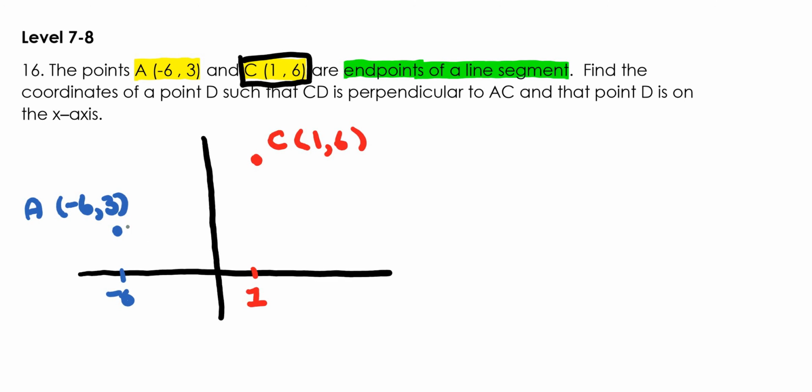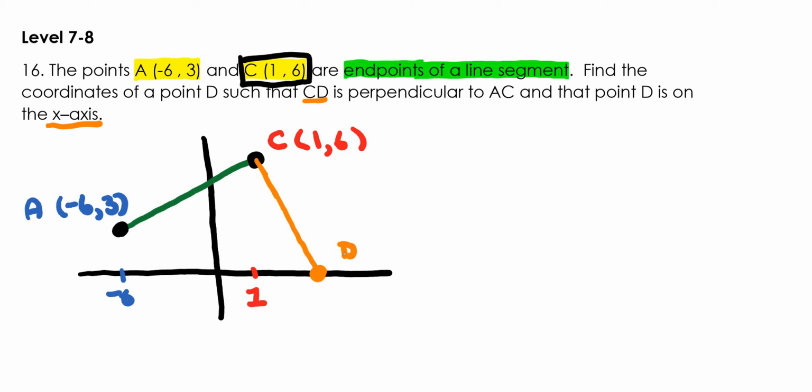So those are endpoints, right? Let's just draw a line here, connecting those two dots. And find the coordinates of a point D such that CD is perpendicular to AC, and that point D is on the x-axis. Okay, so look at the line AC, which is highlighted there in green. We want to find another line which is called CD, and it's perpendicular to that green line. So if I draw a line like this, that's the x-intercept right there. On the x-axis, let's call that point D.